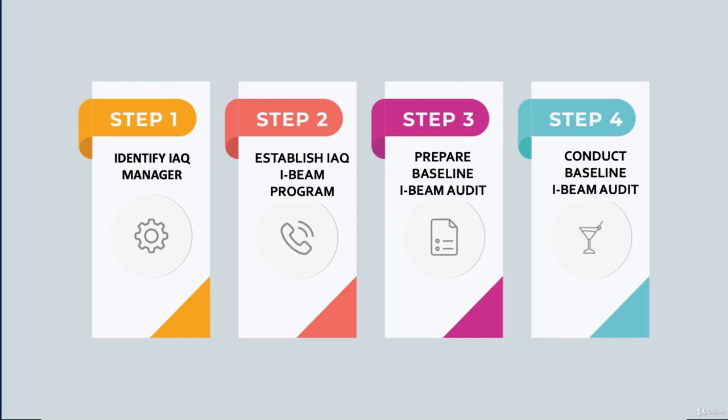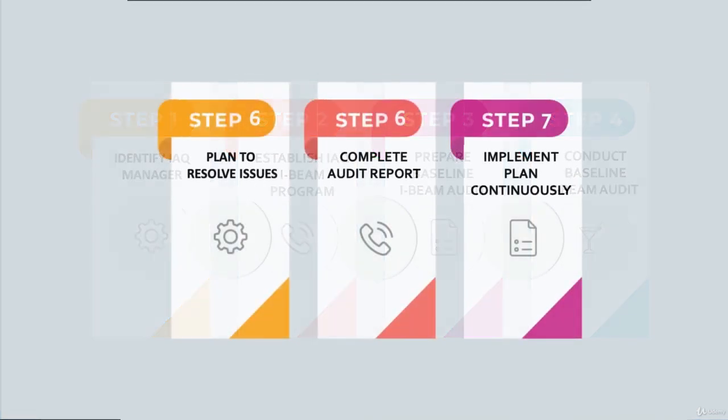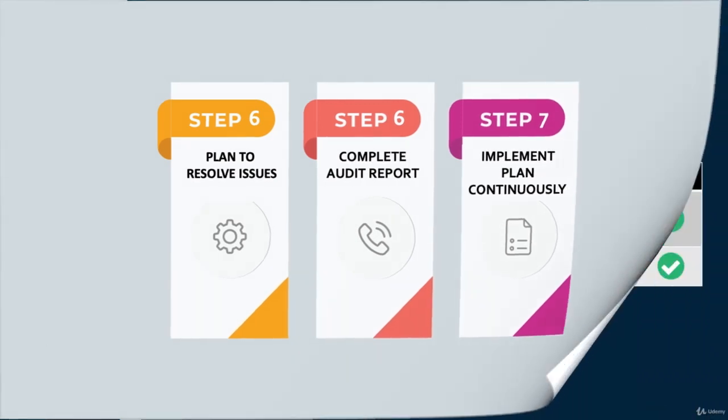Step 4, conduct the audit and make sure it includes the occupied spaces, mechanical systems, and the building exterior at least once during the performance period. Once the audit is complete, step number 5, list the issues and develop a strategy and timeline for their resolution. Then complete the audit report by developing a summary report of all of this. And lastly, implement the IAQ management program continuously, meaning to conduct the IBEAM audit at least once every 5 years.